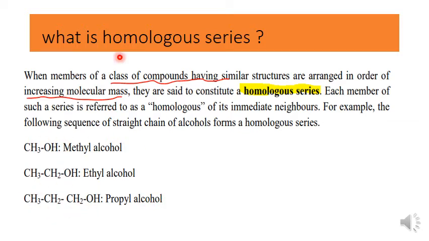Members of a class of compounds have similar structure, arranged in order of increasing molecular mass. Here you have one carbon, then two, then three; this is an arrangement of increasing molecular mass. They are said to be homologous because of similar structures: this alcohol group is here and also here, but there is an increase in molecular mass. This is homologous with this one and this one.